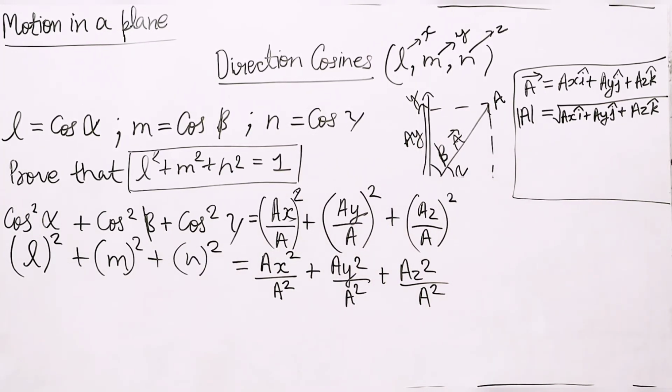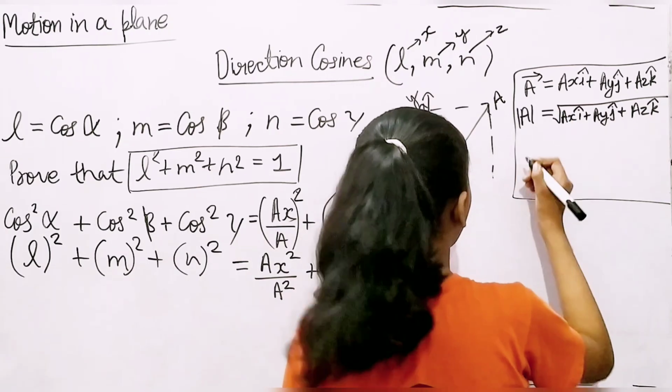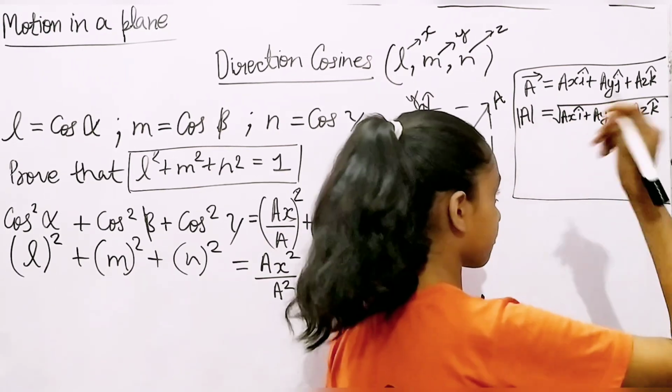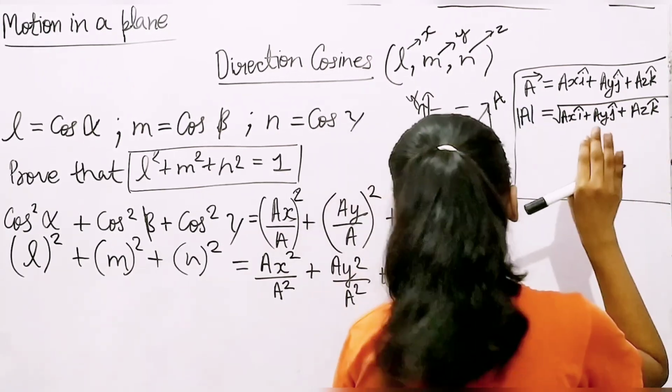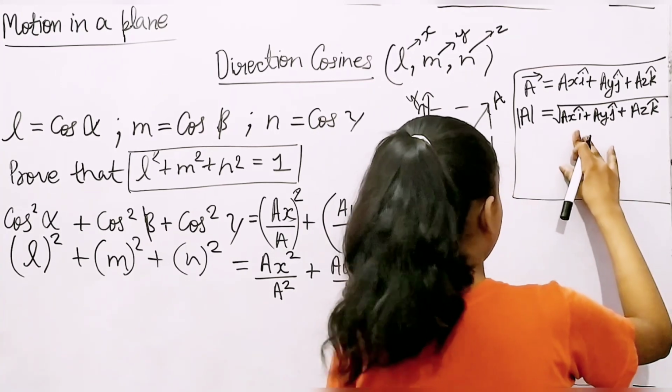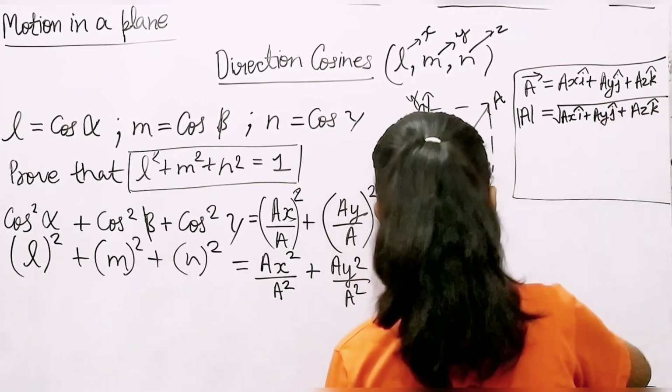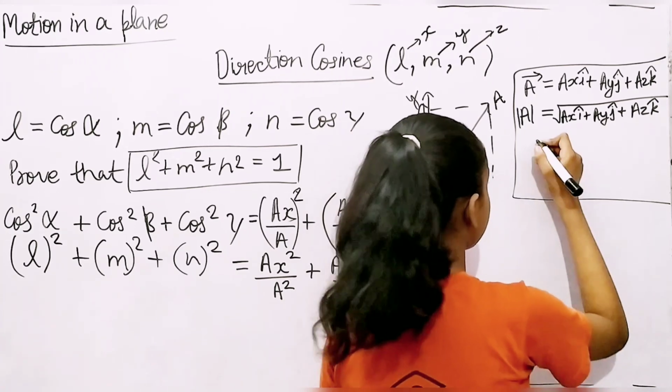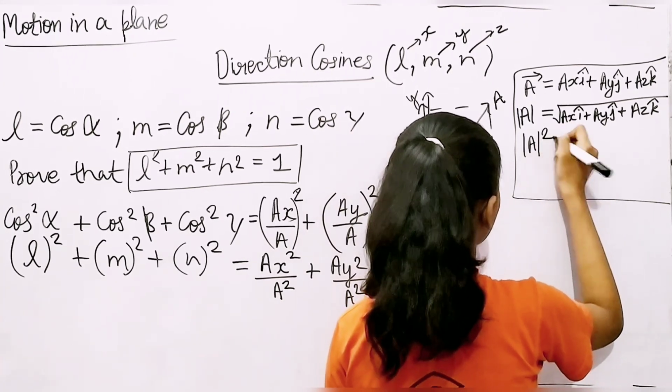As I've told you, you can put vector if you want, and I'll think about it later. So AX i cap plus AY j cap plus AZ k cap. Now our term will be squared. So mod A square will be what?